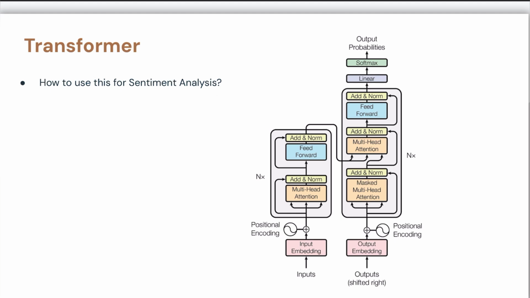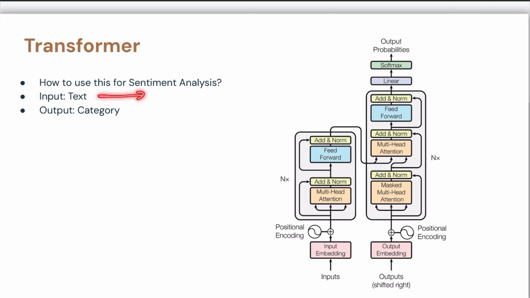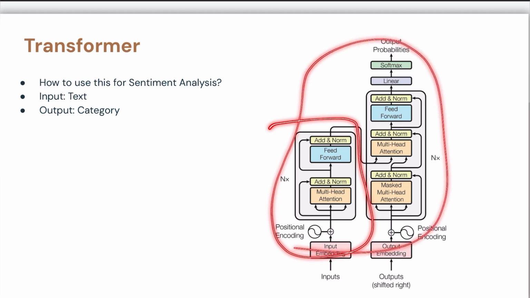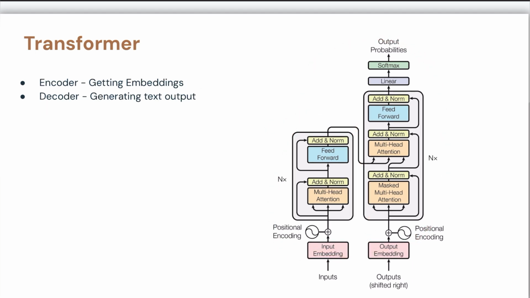Let's understand what do we need for sentiment analysis. For sentiment analysis, the input is text and the output is category. That means it should take a set of sentences or paragraphs and it should analyze the sentiment of the paragraph, whether it is a positive or negative sentiment, right? So the input is text and output is category, just like a classification task. How can I use this transformer architecture for the classification task?